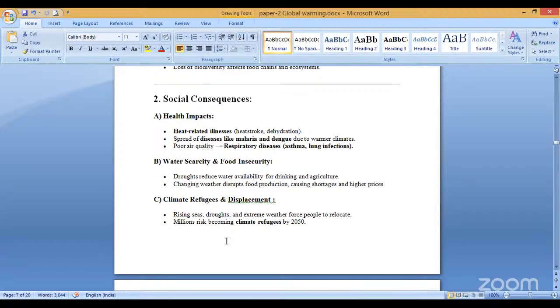Changing weather disrupts food production, causing shortages and higher prices. Climate refugees and displacement: rising seas, droughts, and extreme weather force people to relocate from one place to another to escape the changes. Millions are at risk of becoming climate refugees by 2050.